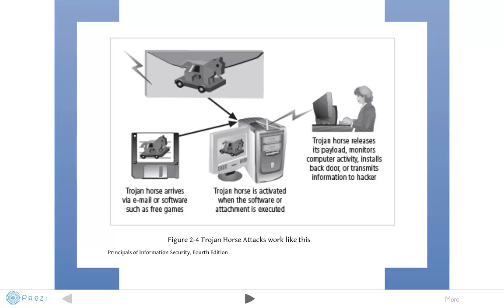Here is a beautifully documented Trojan horse, right? Trojan horse arrives via email or software such as free games. Everybody picks on free games, right? Free games, you have to pay for a game to really have security assurance. Trojan horse is activated when the software or attachment is executed. Trojan horse releases its payload, monitors computer activity, installs backdoor, or transmits information to hacker. Well, that may as well be a virus in terms of how that's described.